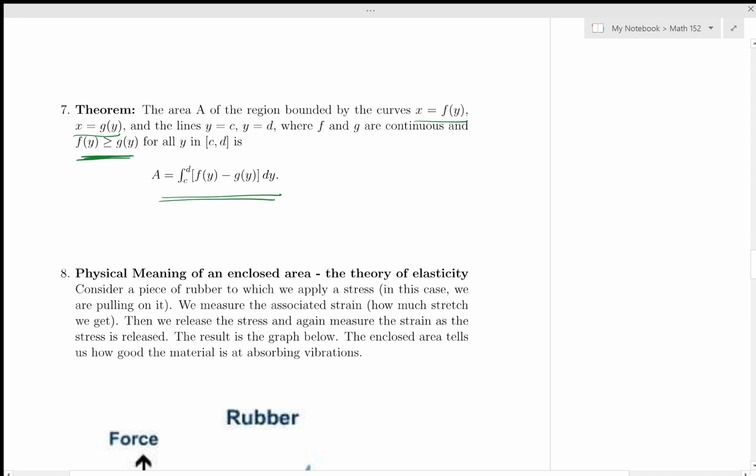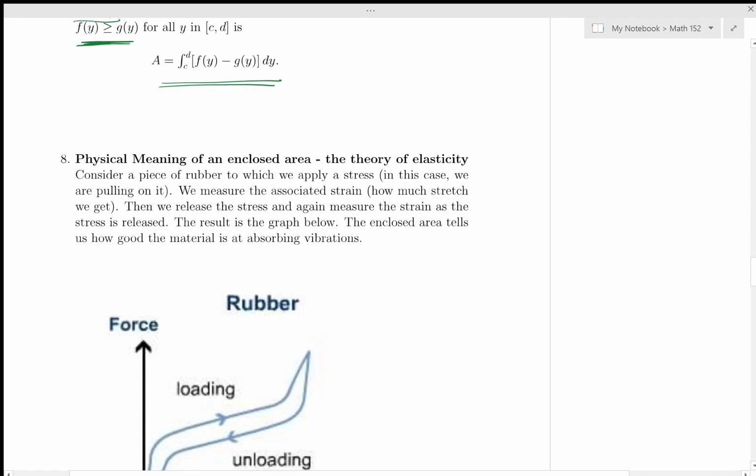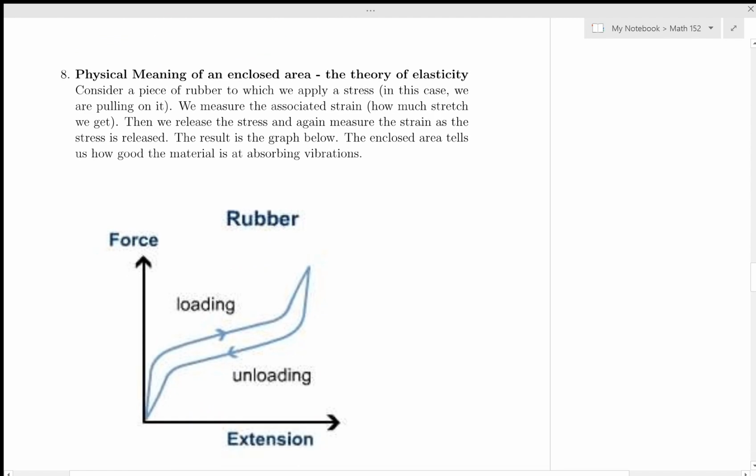Okay, so there's an interesting physical meaning of what an enclosed area is. This comes from the theory of elasticity. Imagine a piece of rubber to which we apply a stress. Just imagine a big block of rubber. Maybe I bolt some handles onto it, and I pull, and the rubber deforms and stretches out as I pull on my handles. That's the loading curve. I start to apply force and not too much happens, and then after a while it gets enough force that the rubber starts to stretch, and I keep pulling, and it goes up like that.